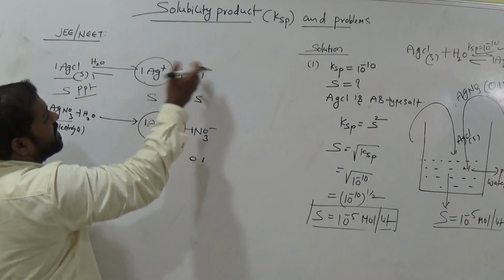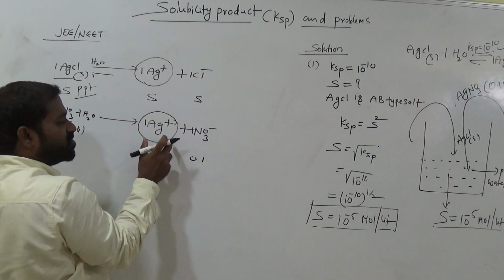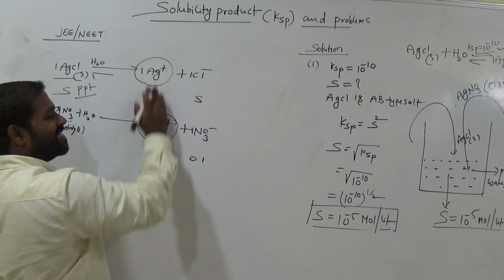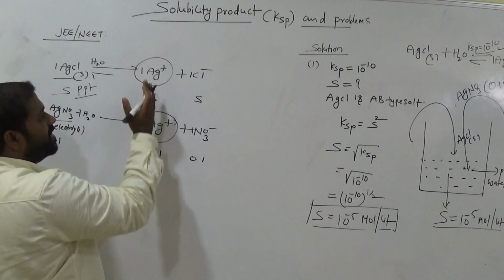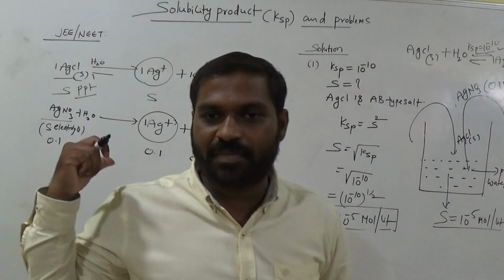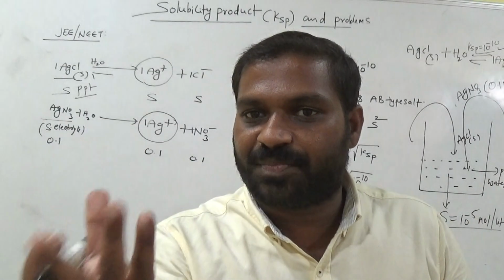Actually it is dissociated as Ag plus and Cl minus. But when we add silver nitrate solution, what happened? At the product side, the concentration of Ag plus increases. Then what happened? Automatically the reaction moves backwards. Backwards means which component is formed here? AgCl. Okay, so AgCl is a solid, it is a precipitate.